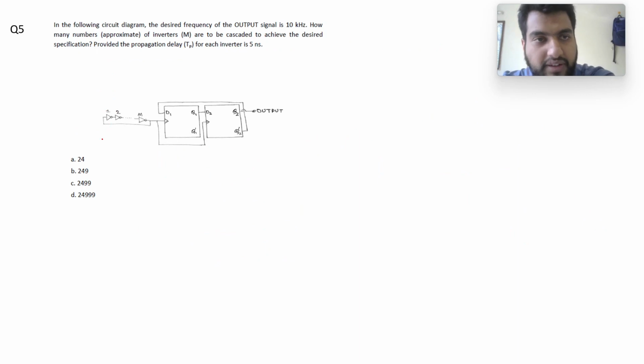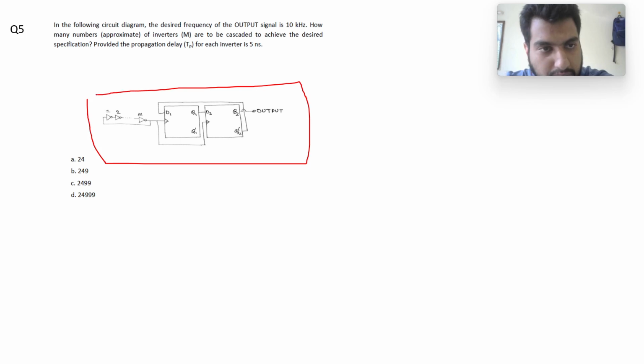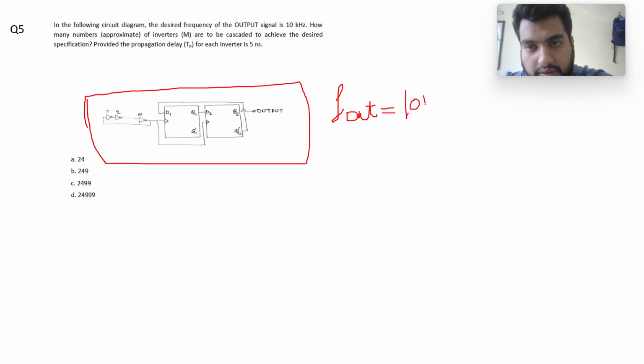Now question number 5 asks us, in the following circuit diagram, so we are given this circuit diagram, the desired frequency of the output signal is 10 kHz. So output frequency, let's say F out, is 10 kHz. This is the desired. How many inverters? So it's asking us how many approximate inverters M are to be cascaded to achieve the desired specifications.